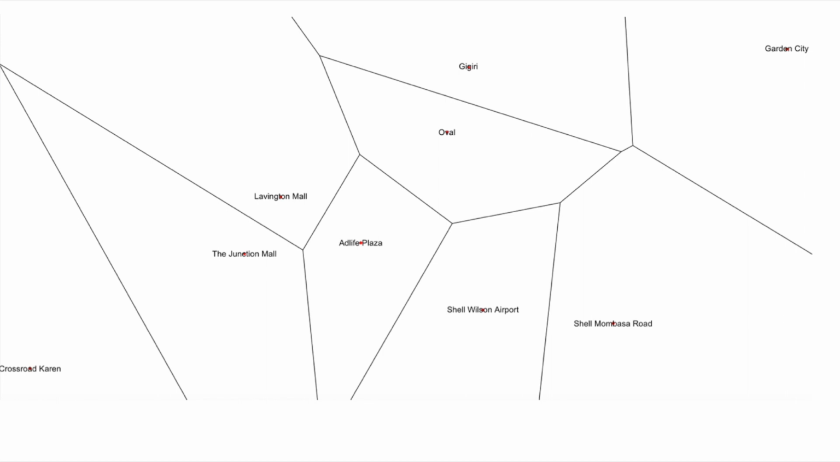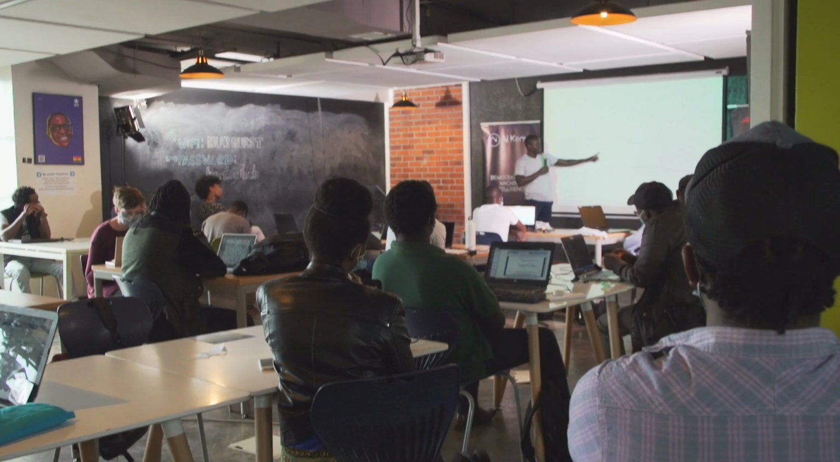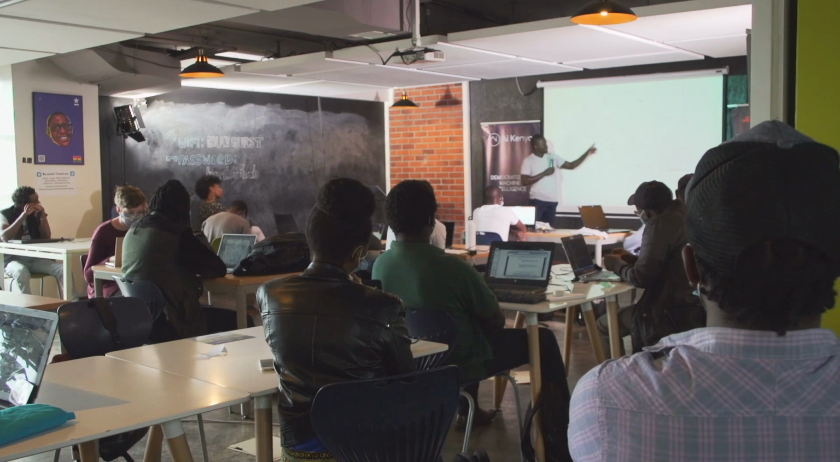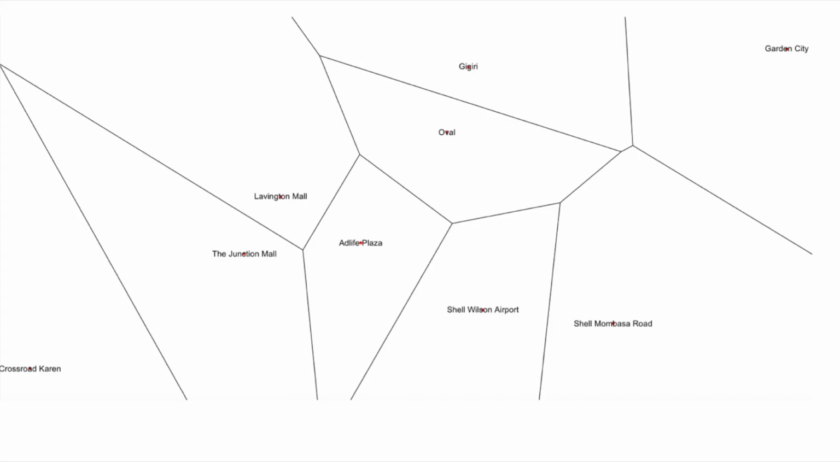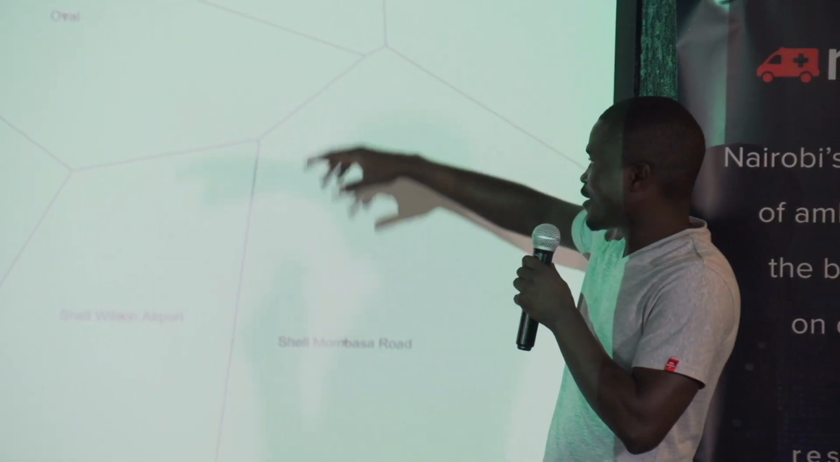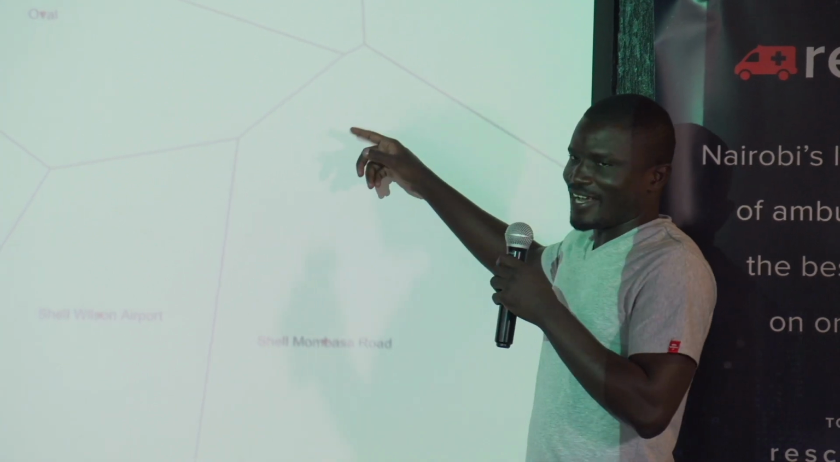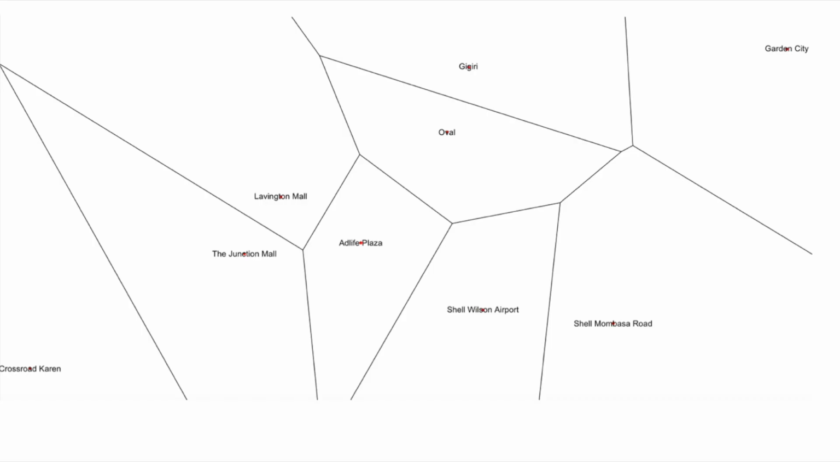So you realize the distance between here to here is the same as here to here, the same as here to here, and the distance between here and here is the same as here to here. So if I find myself in any of this, I can partition my Nairobi area into this area. If I find myself here, my formula or my algorithm will tell me, okay, go to Shell Mombasa Road.